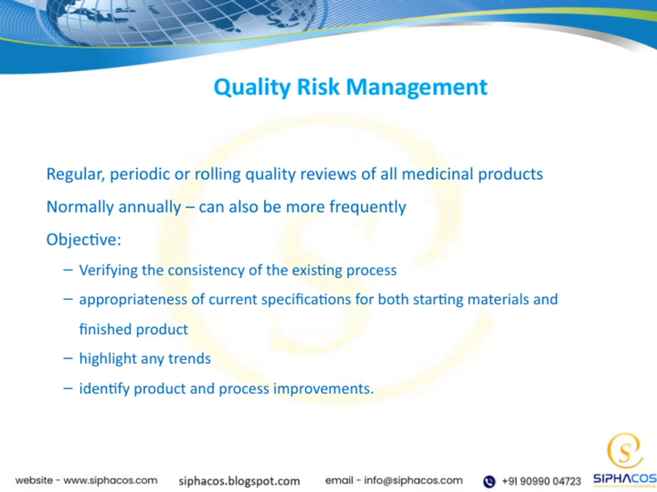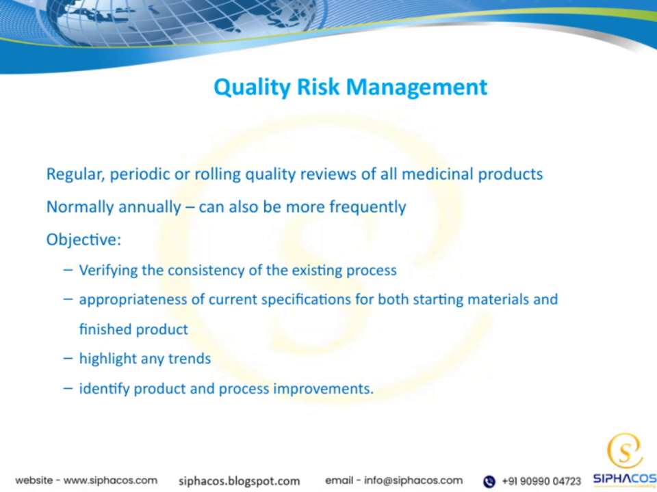We also want to check that our current specifications for both starting materials and finished products are still appropriate and effective. Over time, trends might emerge, whether in quality data, process performance, or product stability, that could signal the need for adjustments. These reviews help us identify opportunities for product and process improvements, things we can do to make our manufacturing more robust and reliable.